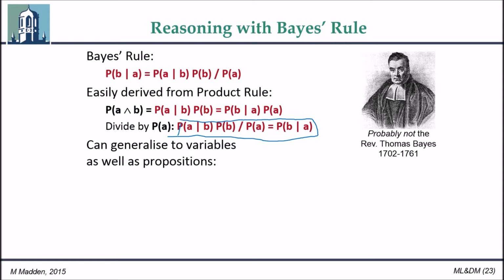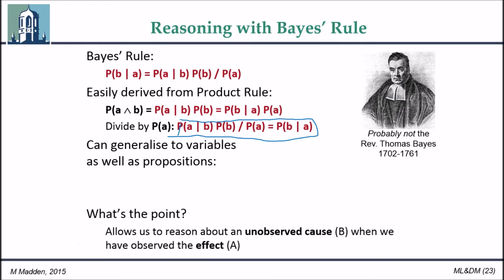Now these are using lowercase letters, which means that we're talking about variables or propositions. We're talking about a variable having a specific value. However, it can be equally generalized to variables, not just to propositions. If you remember, a proposition is when you assign a specific value to a variable. But we can talk about variables as a whole and apply Bayes' rule to them. And this is what it looks like. It looks identical, except now the uppercase notation means that we're working with variables.